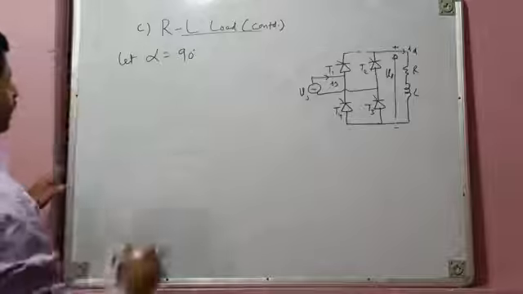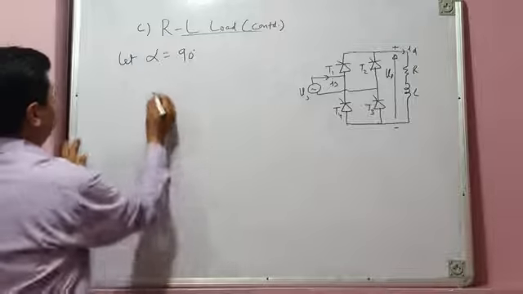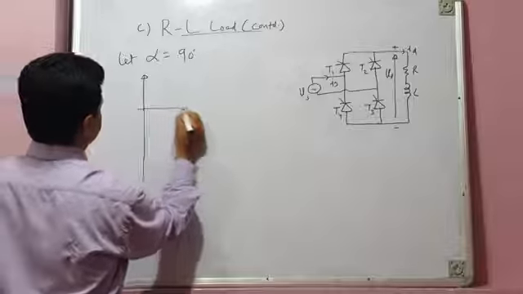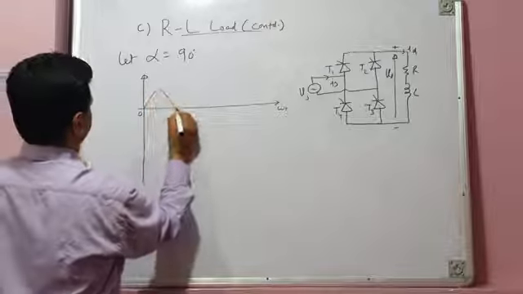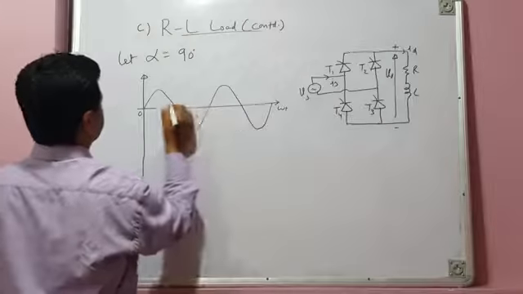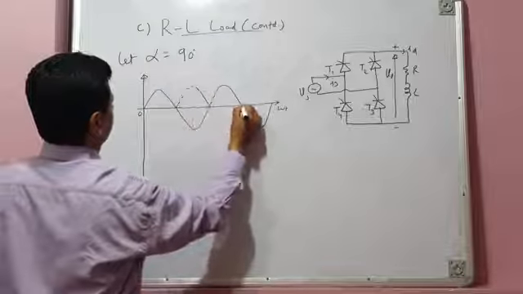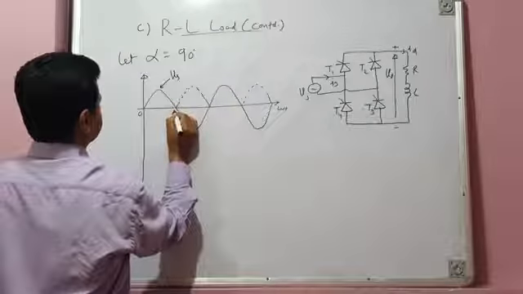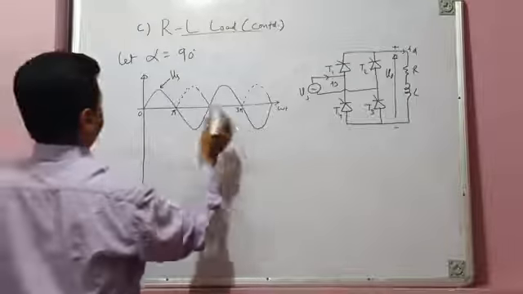Okay, we'll try to understand operation of a single phase full converter for RL load for alpha equal to 90 degrees. Again, we will go to graphical approach. We'll draw the waveforms. This is source voltage waveform Vs. These are the zero crossing points, 0, pi, 2 pi, 3 pi, and so on.